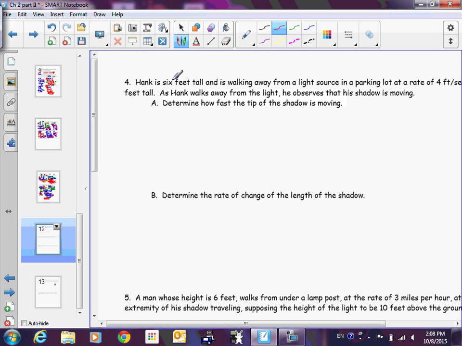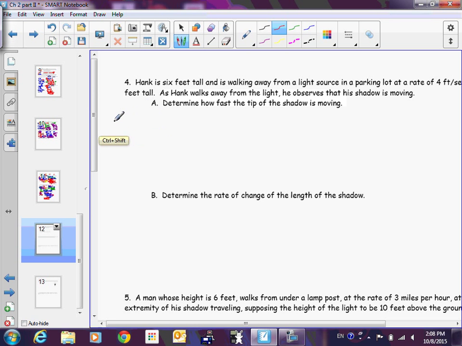Okay? So both of these have to do with a person walking away. It could be walking towards a light source, and then why is that control shift thing there? That's weird. There we go. Well, whatever. And they have a shadow.